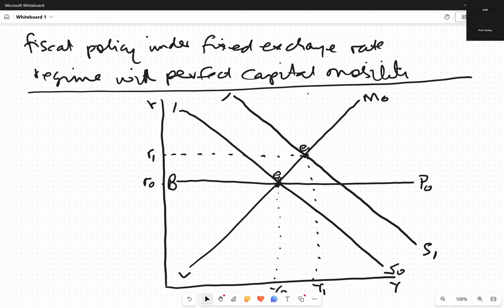Who else will try? Prof, I think the central bank will have to buy the foreign exchange. Yes, when they do that, the central bank will have to buy the excess foreign exchange. And when they do that in the market, you get it. When they do that, continue. Good.